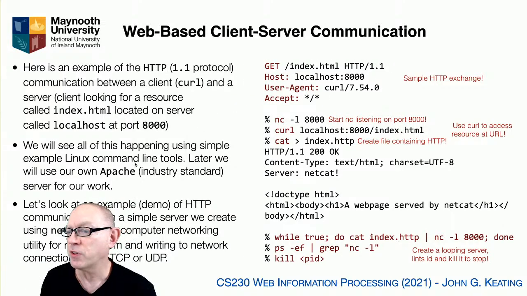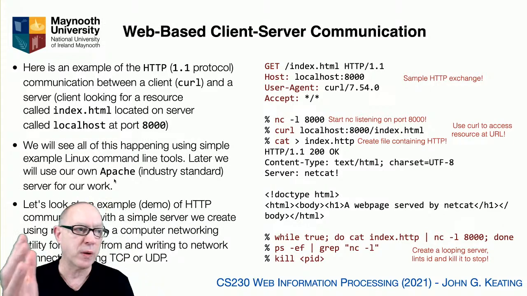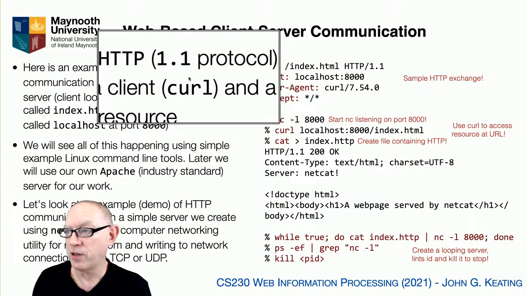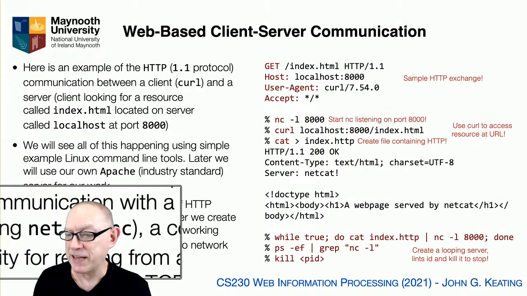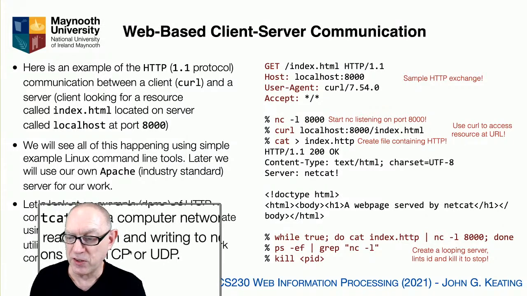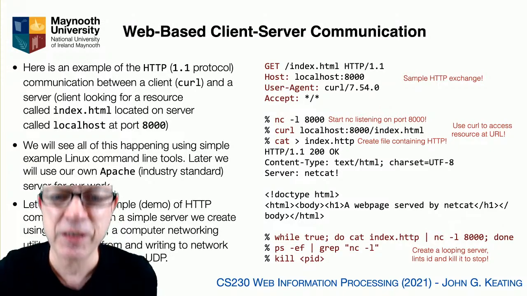Okay. So we're going to see examples using simple Linux command line tools. We're going to look at Apache a little bit later to build our own web servers and use that web server. It'll be nice for our work. But we have a whole bunch of really fun things that we can do with curl and a piece of software called Netcat. And that's a computer networking utility for reading from and writing to network connections using TCP or UDP. It's a very powerful piece of software, and you can have great fun with this.